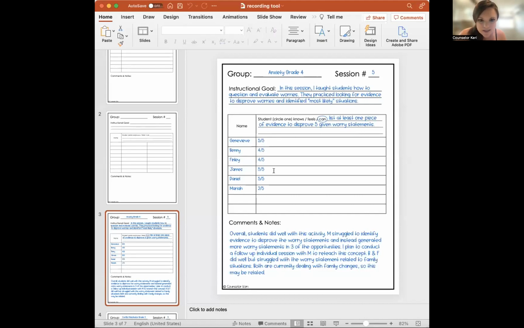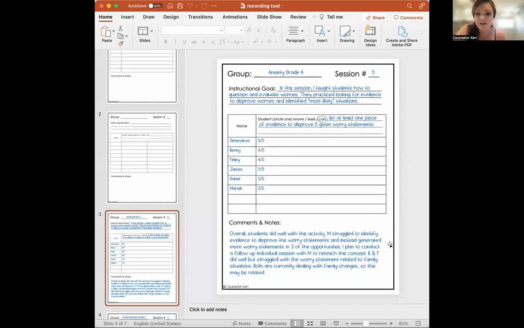So can they do at least one piece of evidence for each statement? So you can see I've got Genevieve, James, Daniel, they had 5 out of 5, great job. Benny and Finley, 4 out of 5, pretty great. Mariah was only able to do it for 2 out of 5. Now, we want to know what else is going on. What other context can we provide to inform this data that we collected? So overall, students did well with this activity.